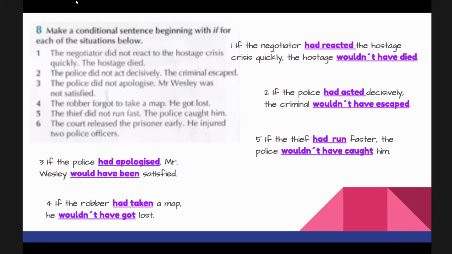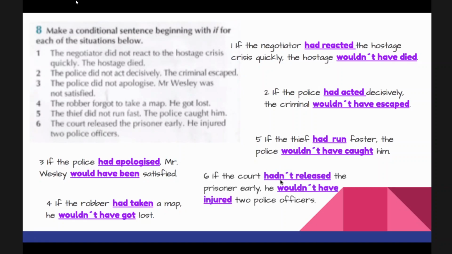If the court hadn't realized the prisoner early, the police officer wouldn't have been injured by the thief. Injured. Okay, so released. The verb is released. Okay, good. So if the court hadn't released the prisoner early, he wouldn't have injured 2 police officers, okay? Because he was released earlier and he injured 2 police officers, okay? Entonces, ¿qué pudo haber sucedido si no se hubiese dado la condición, okay?